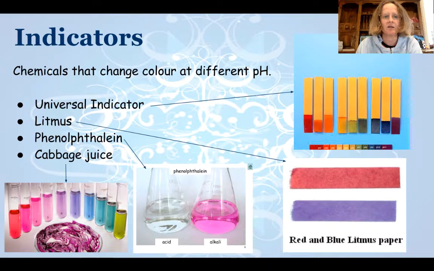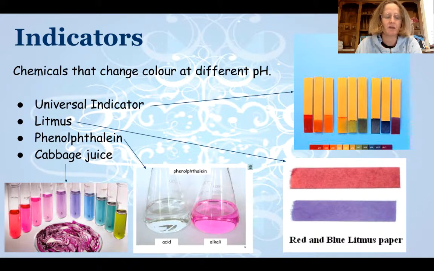The indicators that we use, there are several different types. An indicator is any chemical that changes colour when it's subjected to different pHs. So it indicates the pH of the solution. Universal indicator is great because it has a huge range of colours. It changes colour all the way from red through to purple, has oranges, greens and blues in different shades, and it gives you a really good indication of the different pH.